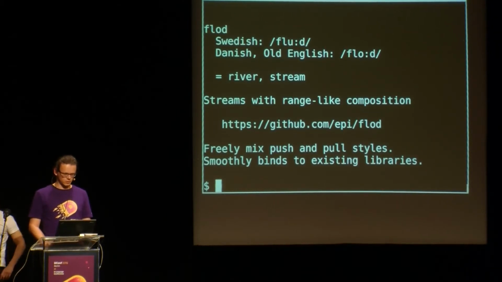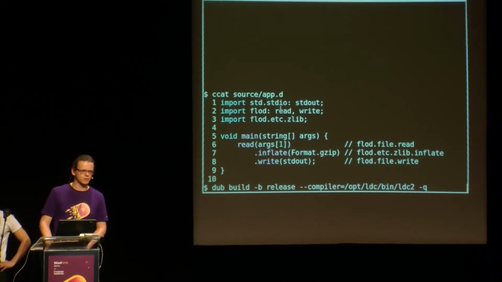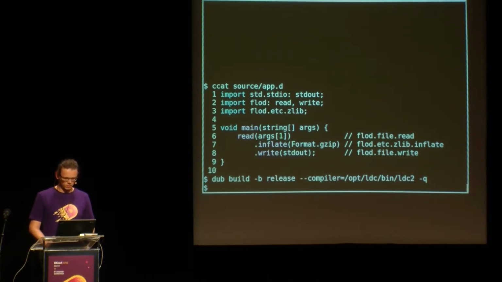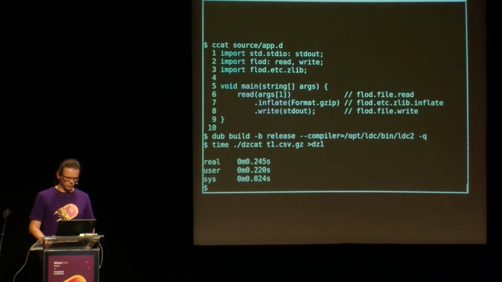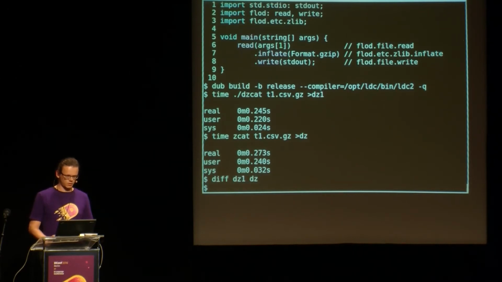So let's start with some simple example. Does anyone have any idea what this code does? So it's basically what zcat does, or gunzip -c, which decompresses the zipped file into the standard output. If we compile that, it will do the same thing as zcat does, apparently in similar time.